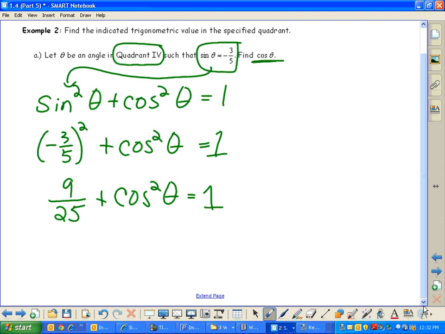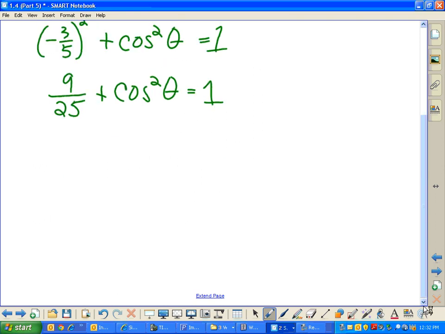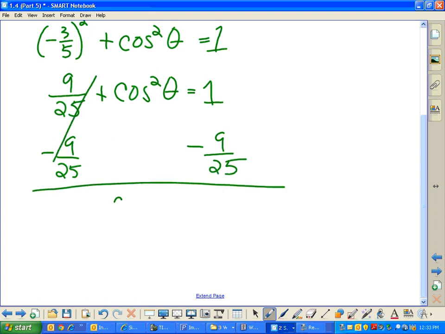I do need to solve for cosine. So who did I talk to? Imani, what would you do to both sides? You're ahead of me. It's all right. Yeah, good girl. So what we have here is cosine squared theta equals 1 minus 9 over 25. So that's like 25 over 25, take away 9 over 25. So nice, though. You get 16 over 25.